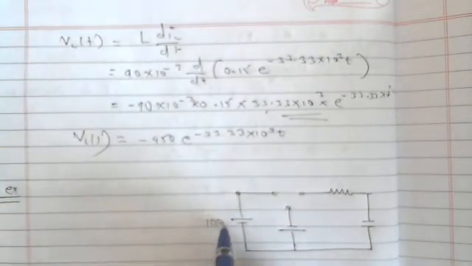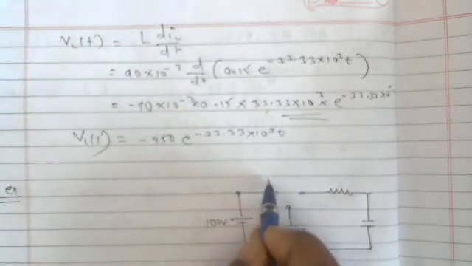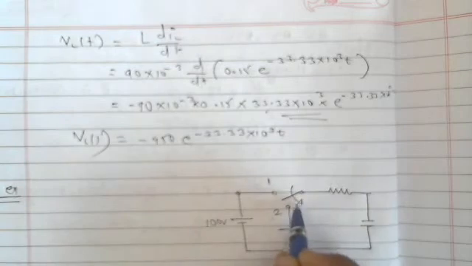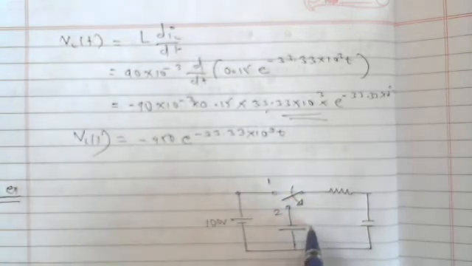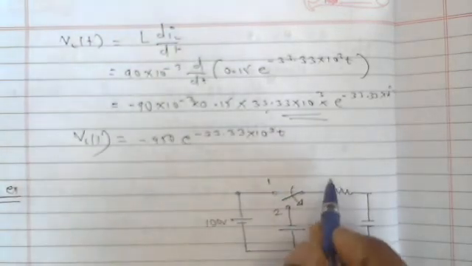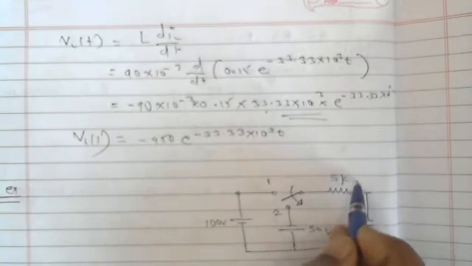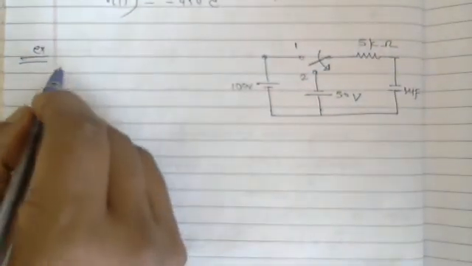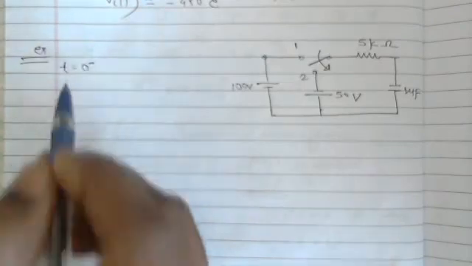This is a 100 volt supply. This is position 1, position 2. This is the direction of the arrow. This is 50 volt, 5 kilo ohm, and 1 microfarad. At t equal to 0 minus, what will happen?